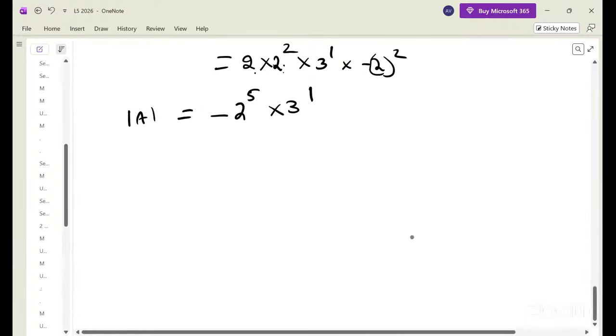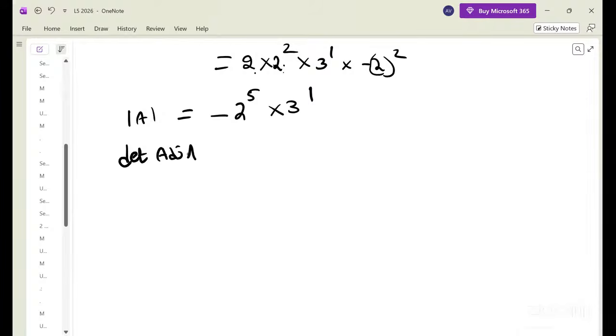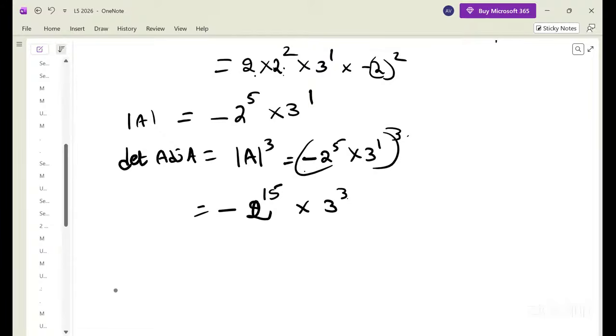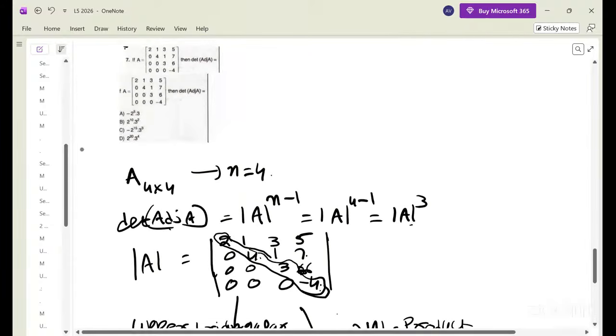Substitute there. So what is the determinant of adjoint A? Determinant of adjoint A is det A cube, which is minus 2 power 5, 3 power 1, cubed. So minus to the power of an odd number: minus 2 to the power of 5 times 3, which is 15, and 3 power 3.